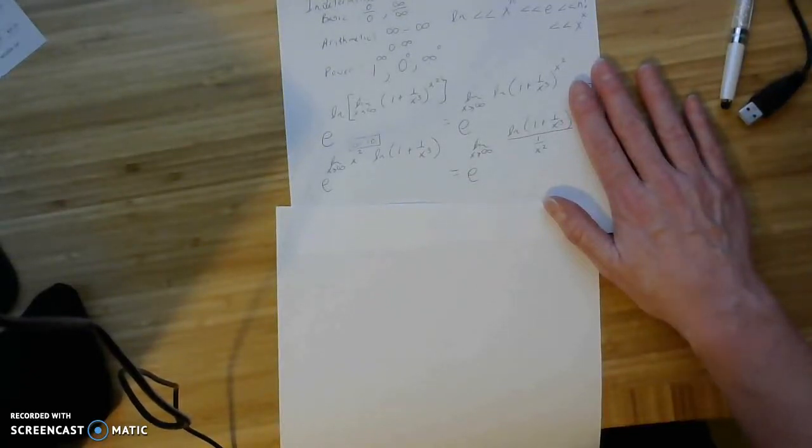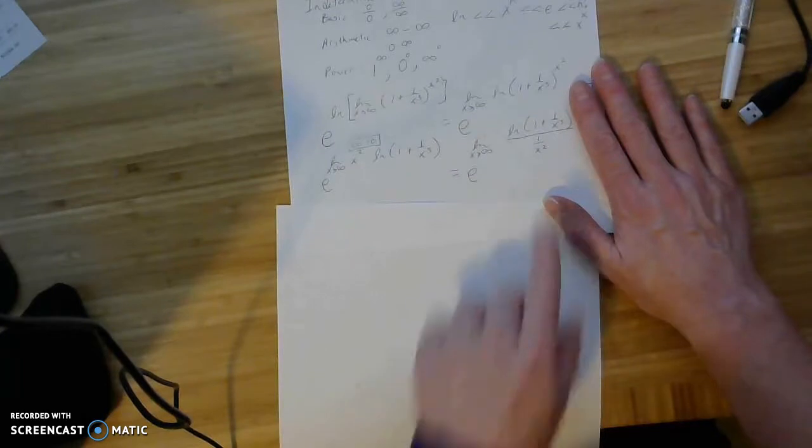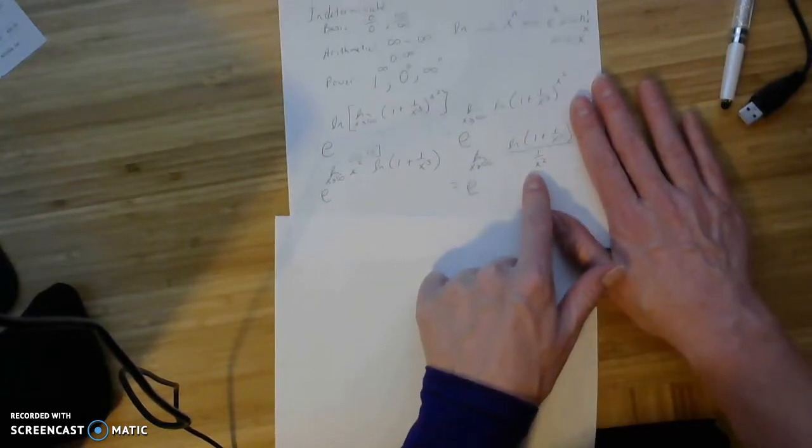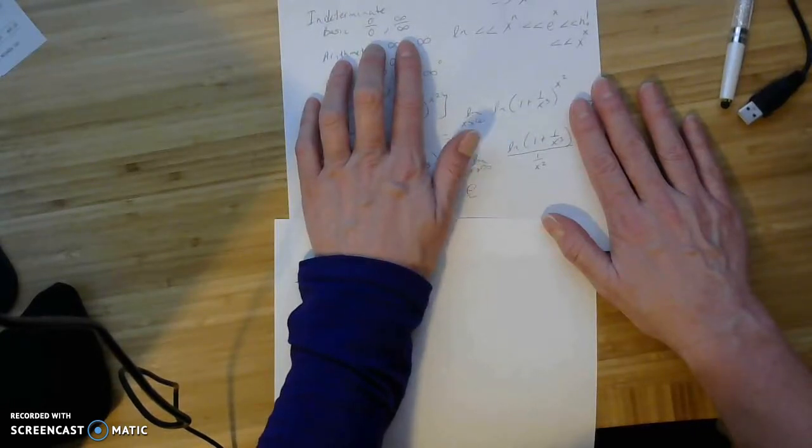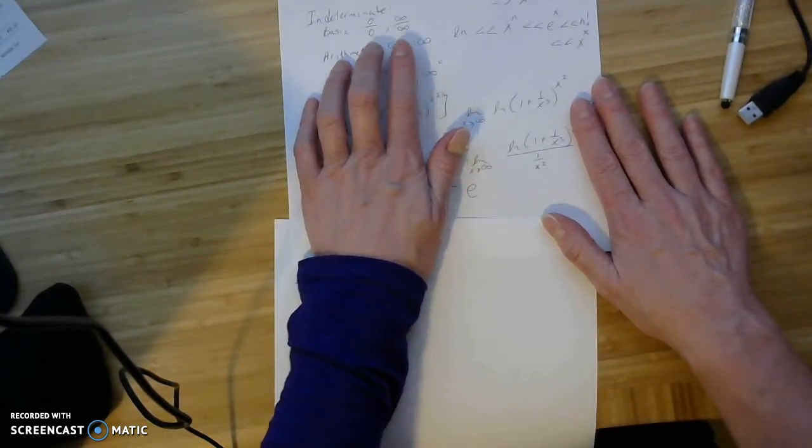Okay, so what do we need to do now? Well, we need to make sure that we have one of these two basic indeterminate forms, 0 over 0 or infinity over infinity, before we apply L'Hopital's rule to the limit. So we're going to plug in infinity again.